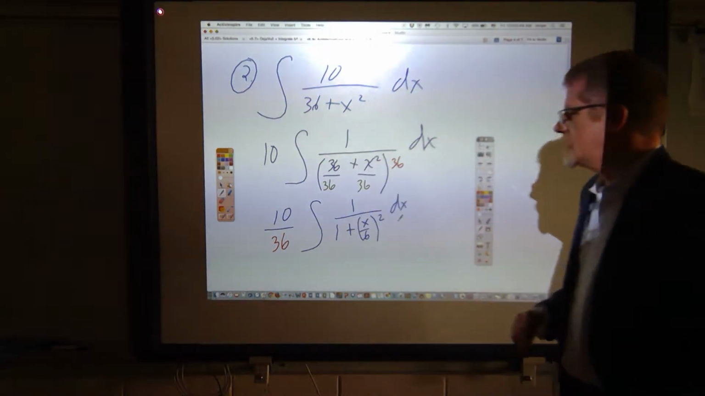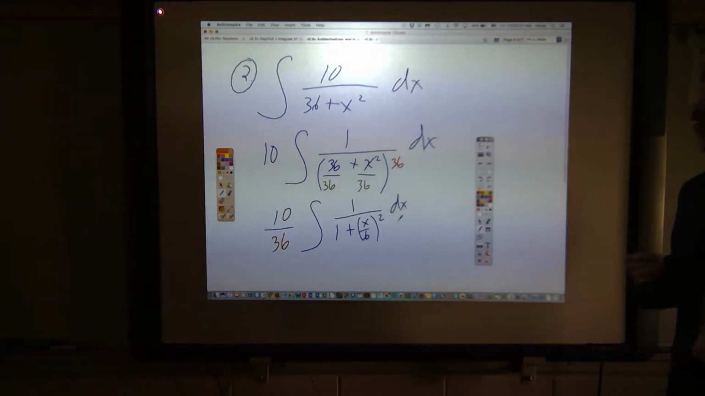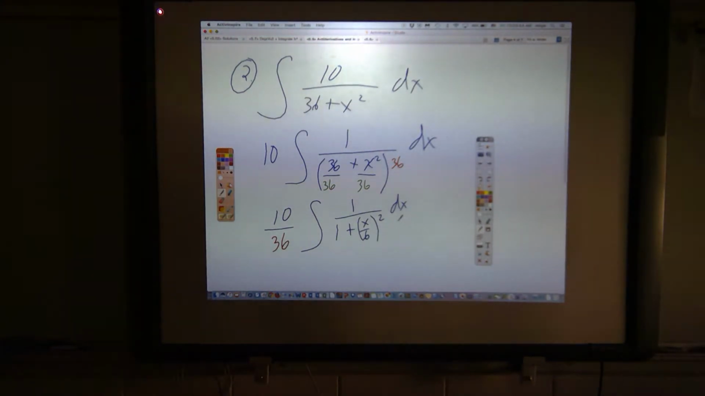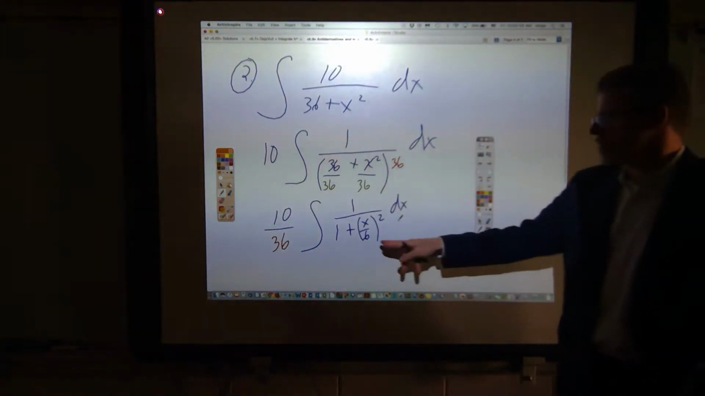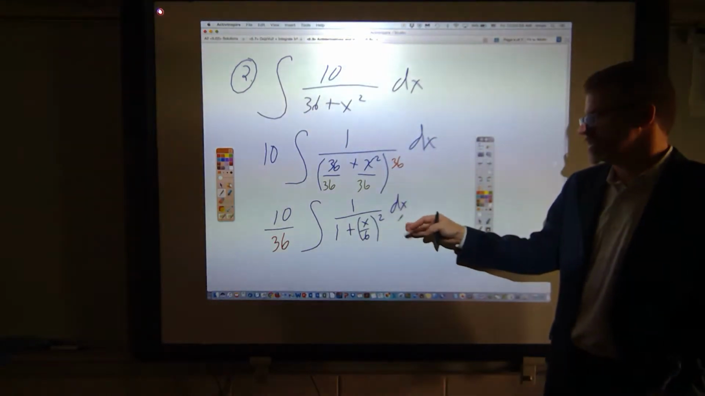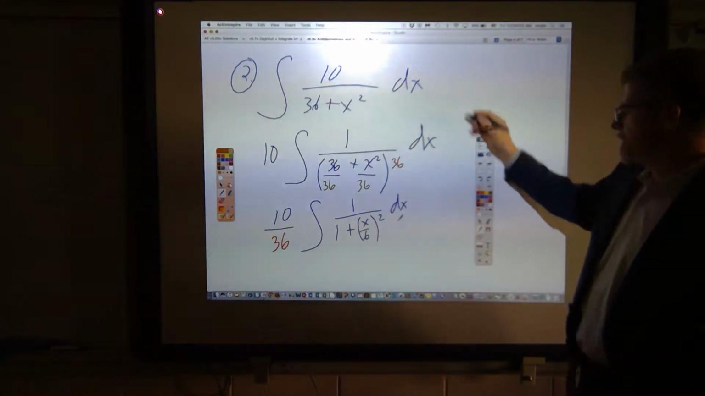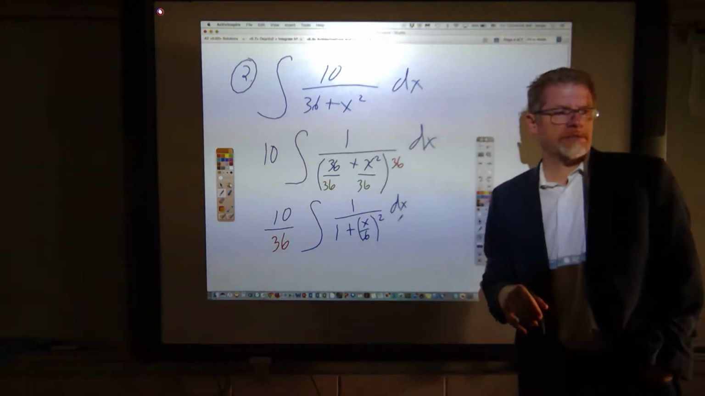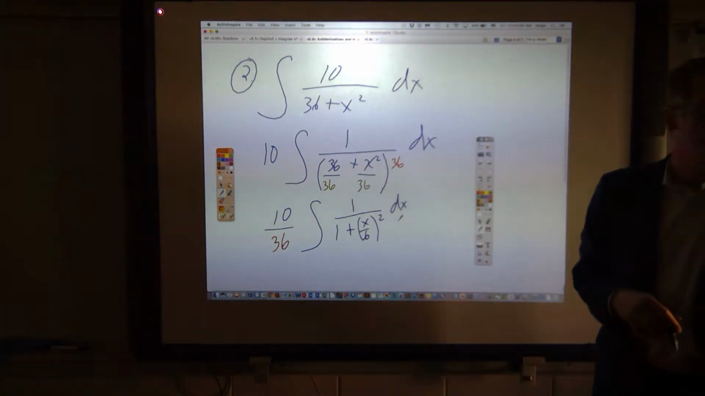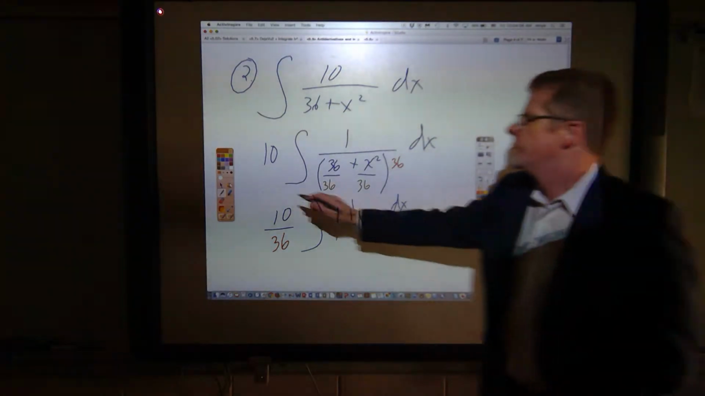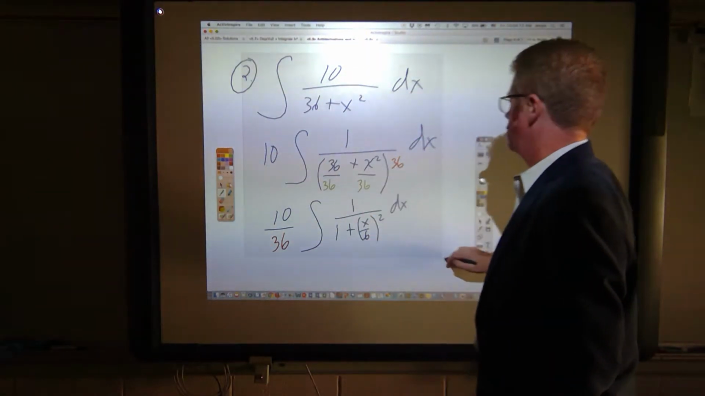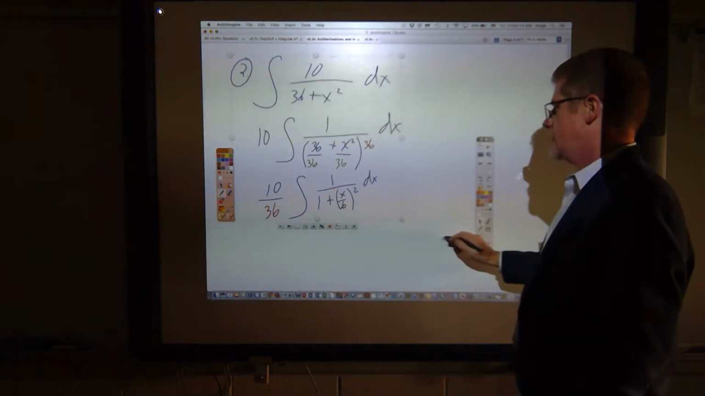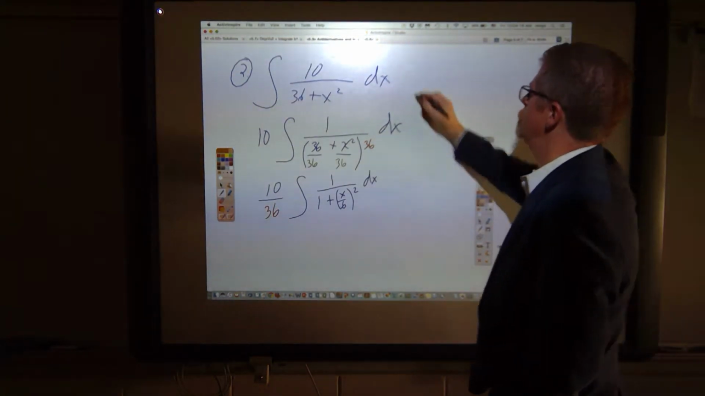Now I managed to get 10 over 36 out front, times the antiderivative of 1 over 1 plus x over 6 quantity squared dx. Before I perform the u substitution, do you have any questions as to what has happened so far? Okay, so shrink that down a little bit and go to column 2.